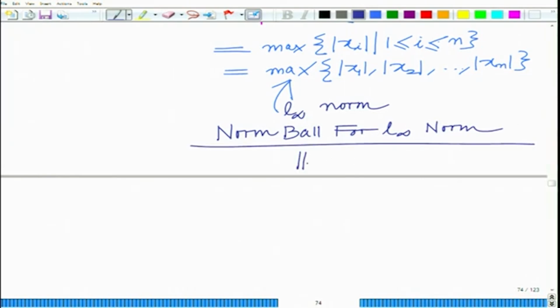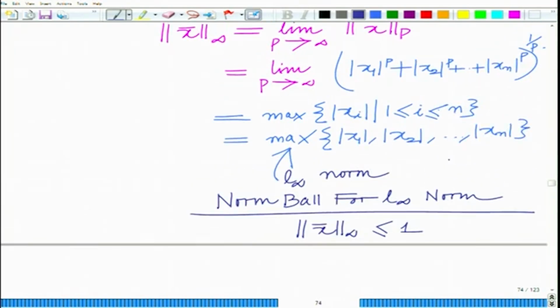And that is naturally given as norm of x bar infinity less than or equal to 1. So, this is an interesting norm. The infinity norm of a vector is simply the maximum of the absolute values of the components of that vector, and the L infinity norm ball is the region corresponding to the infinity norm of a vector x bar being less than or equal to, for instance, any radius. In this particular case, you can say the radius is equal to 1.